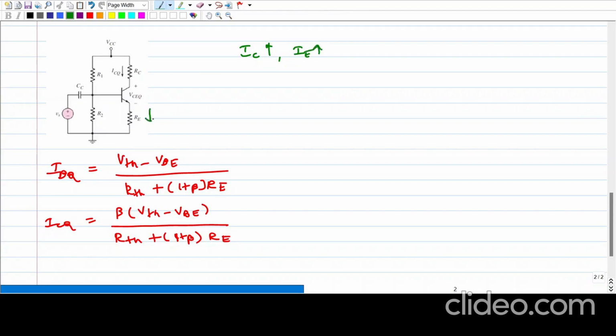This emitter current flows through this resistor RE. So what happens when IE increases? The voltage across this resistor, which we can call VE, the voltage across this emitter, gets increased. So VE is increased. Now this is R2. The voltage across this resistor R2 is the base voltage. We know what VBE is: VB minus VE. So VB equal to VBE plus VE.